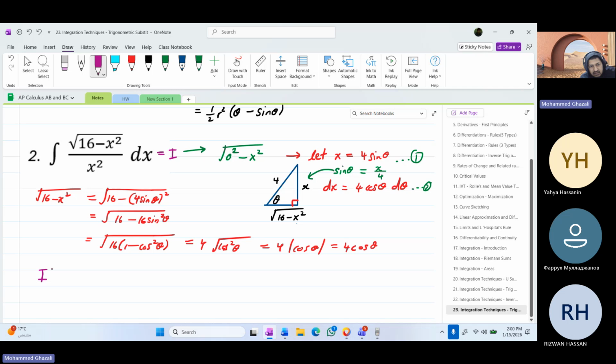We can say the integral is now equal to, what is the square root of 16 minus x squared? We just solved that. That is 4 cos theta. Now next question, what is x squared? X squared is 16 sine squared theta. There it is here. X is 4 sine theta, right? So that is 16 sine squared theta. What is dx? Dx is 4 cos theta.